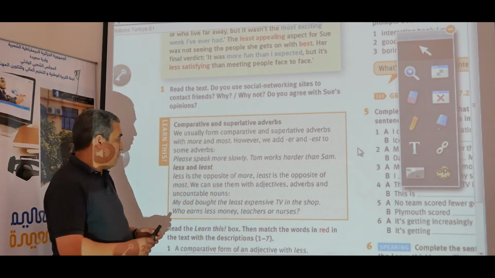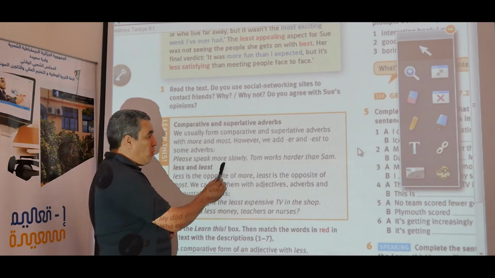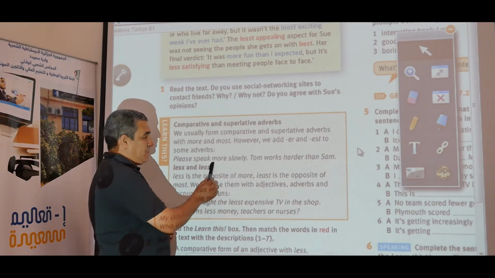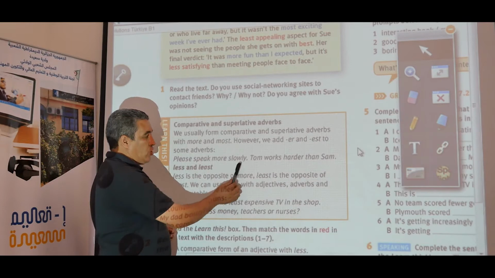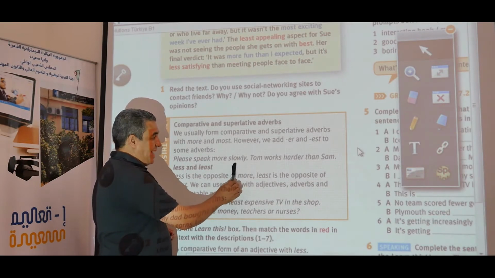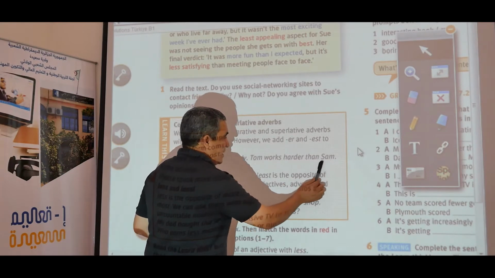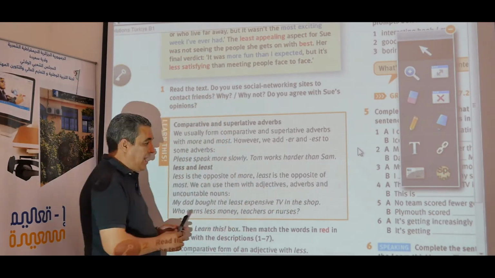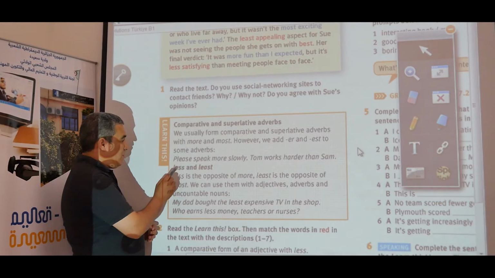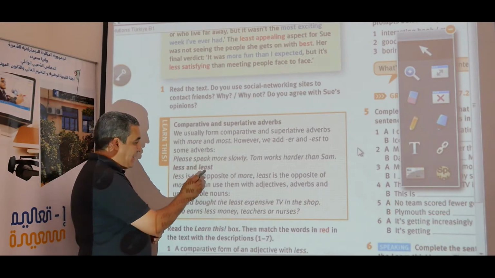Here is an example. Please speak more slowly. Slowly is an adverb. Now, Tom works harder than Sam. Harder is an adverb. And then we've got less and least.